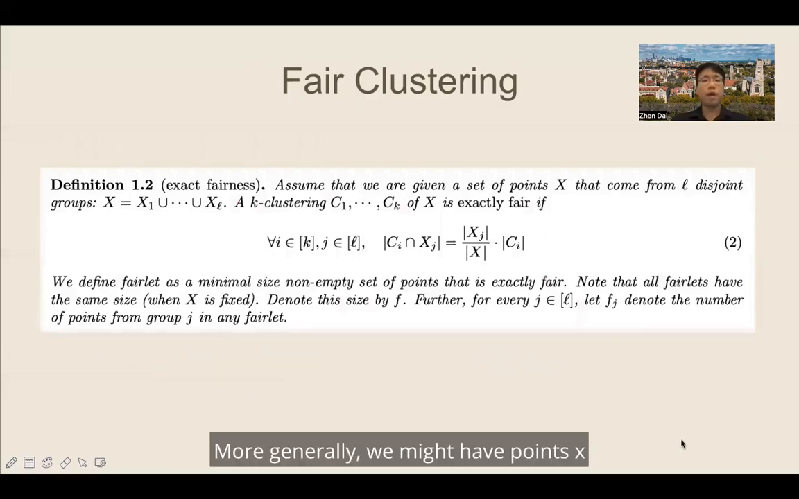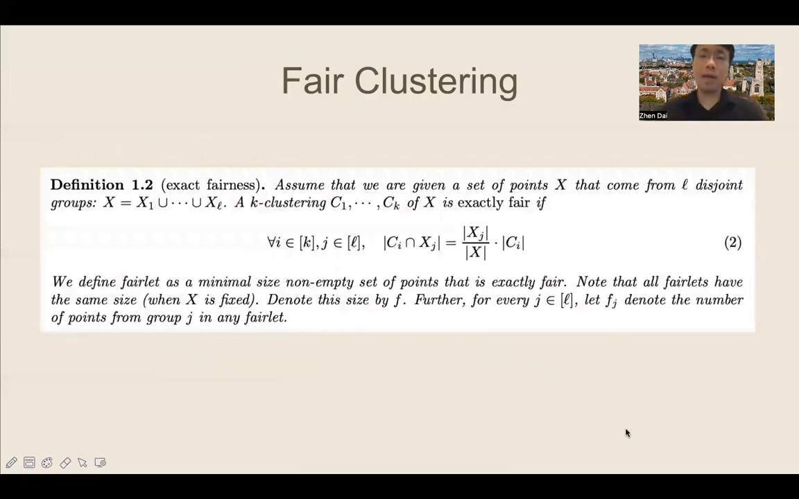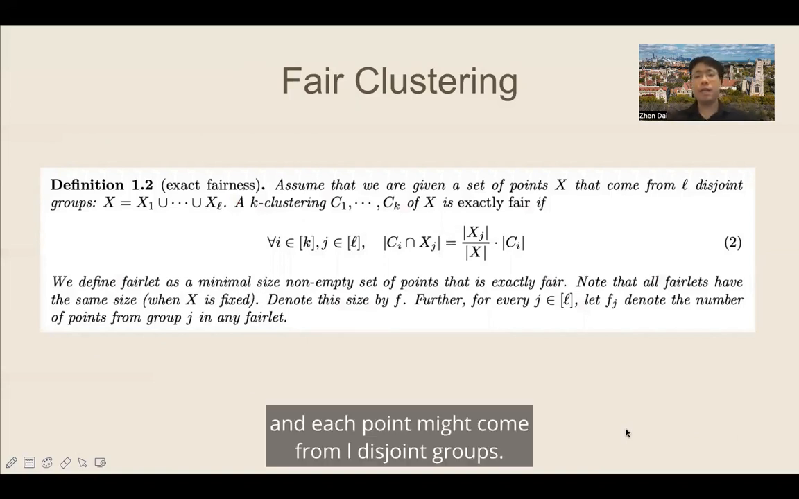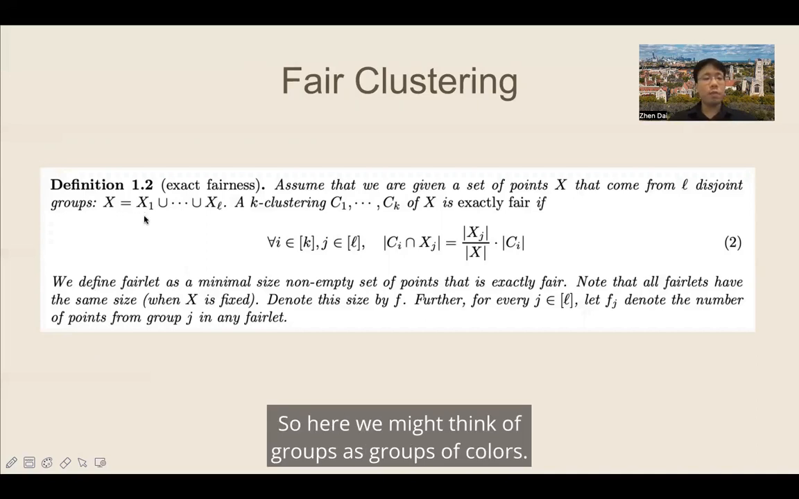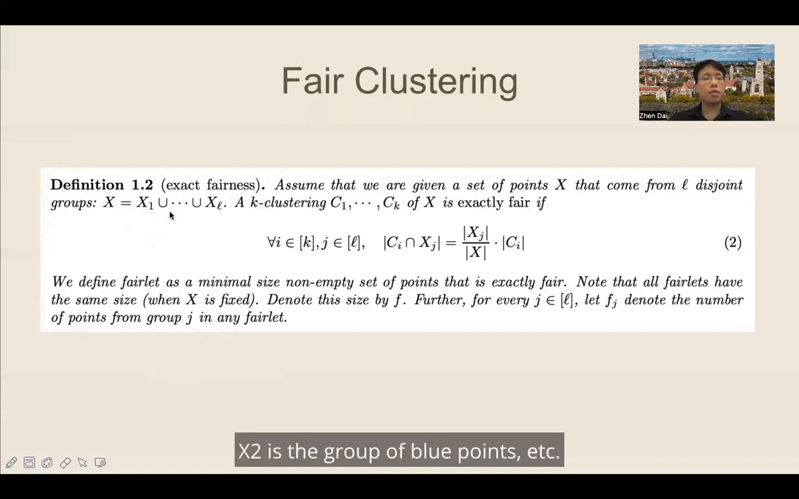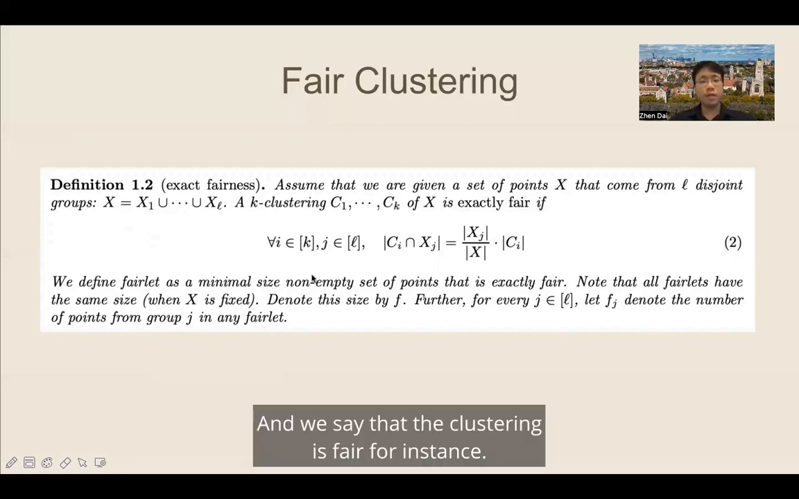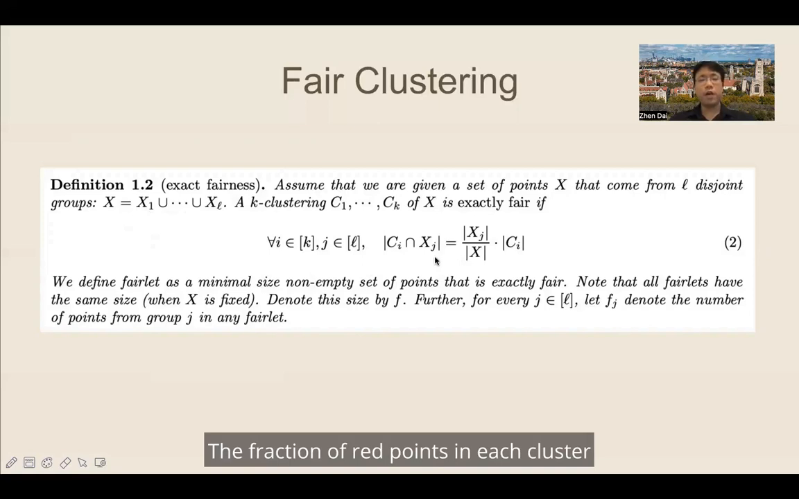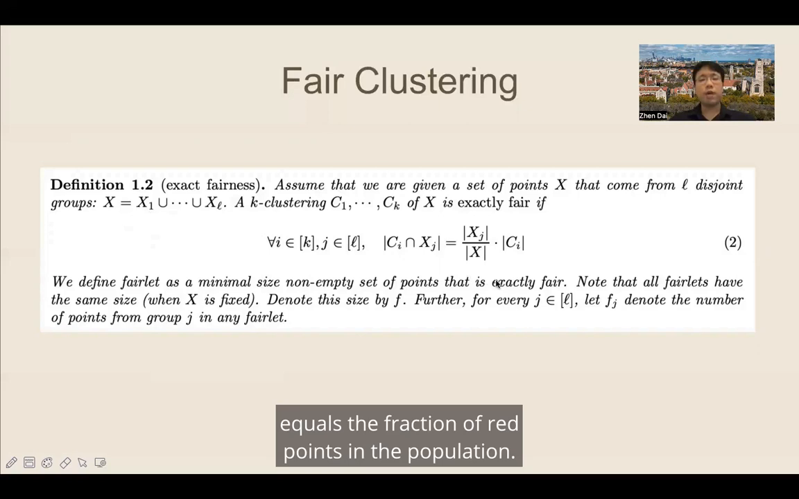More generally, we might have points X, and each point might come from L disjoint groups. So here we might think of groups as groups of colors. For instance, X1 is the group of red points, X2 is the group of blue points, etc. And we say that the clustering is fair if, for instance, the fraction of red points in each cluster equals the fraction of red points in the population.